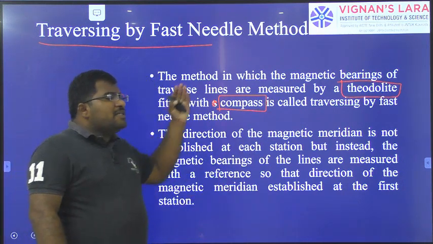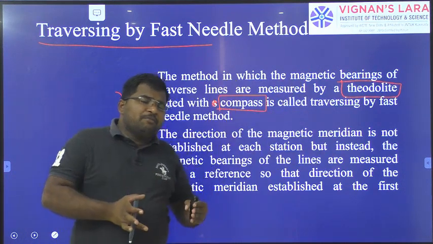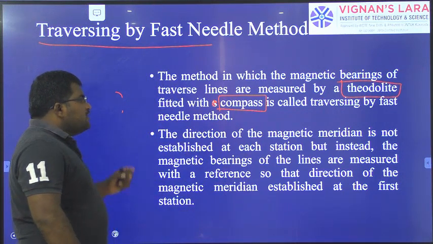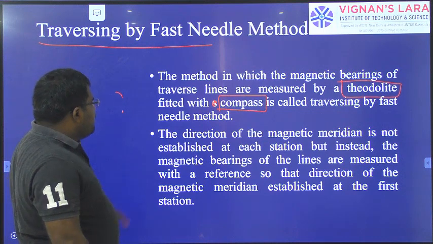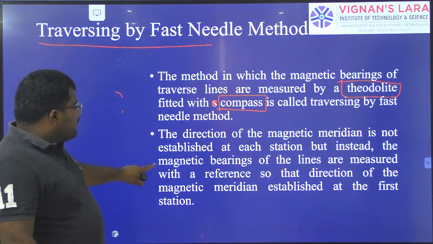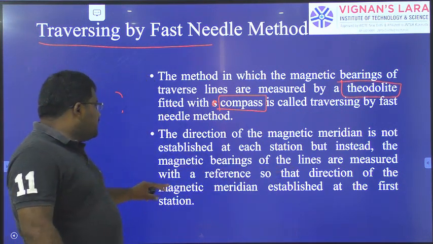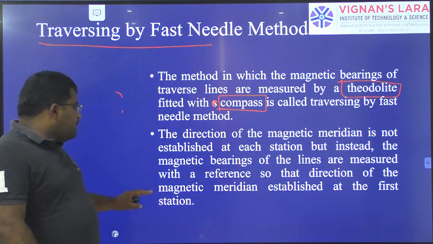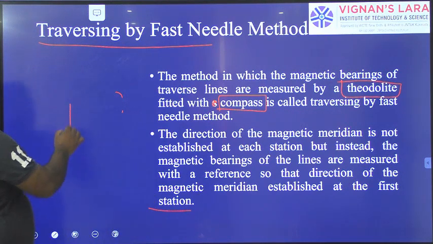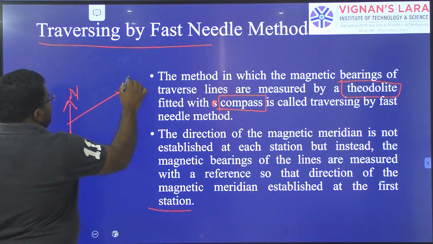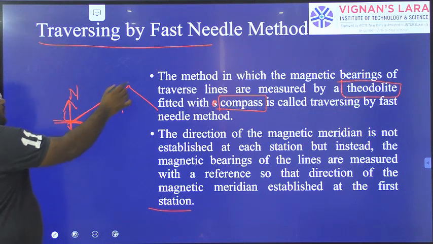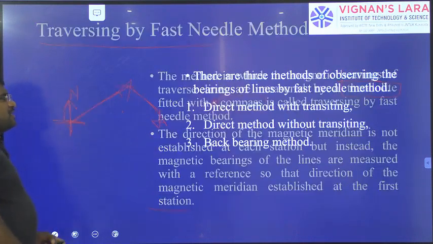That's why the combination of compass with the theodolite gives us the magnetic bearings in terms of the north direction. This is called fast needle method. The direction of the magnetic needle is not established at each station; instead, the magnetic bearings of lines are measured with a reference, so that the direction of the magnetic meridian is established at the first station. Once you establish the magnetic direction at the first station, you don't need to establish it at each and every station. By using the compass as well as the theodolite, we will do that.